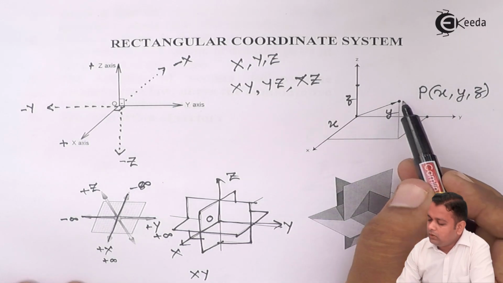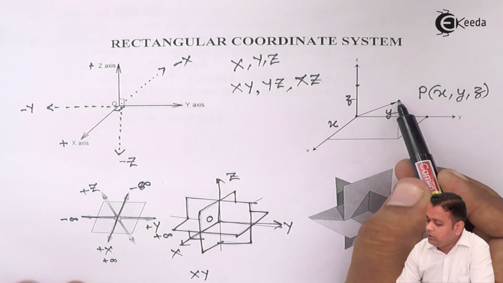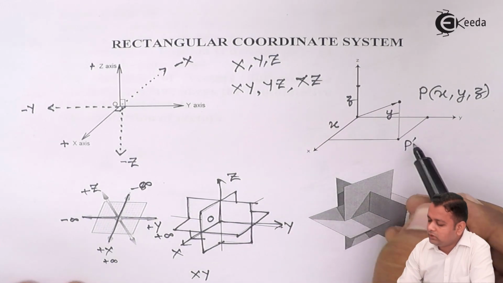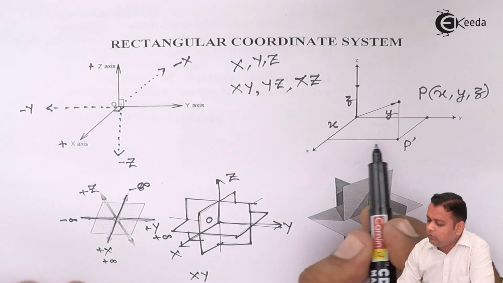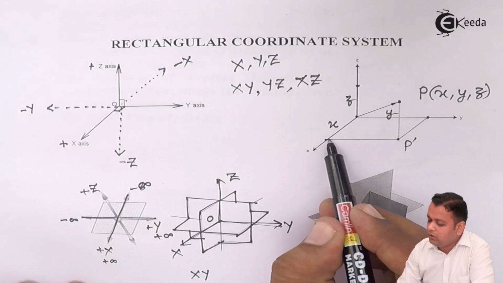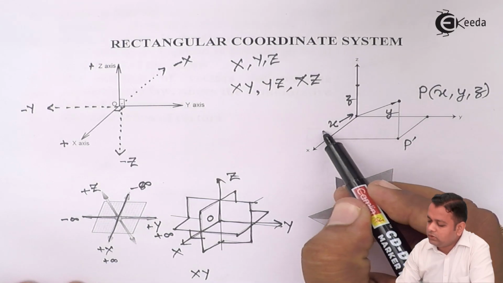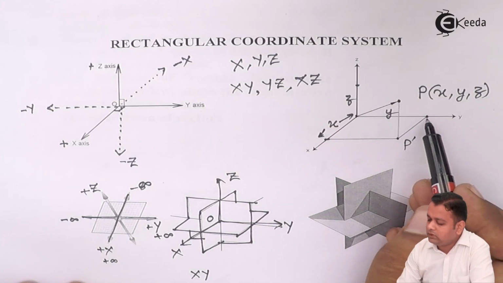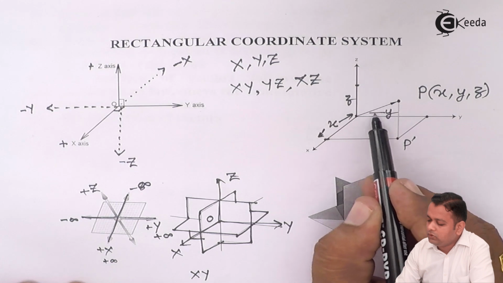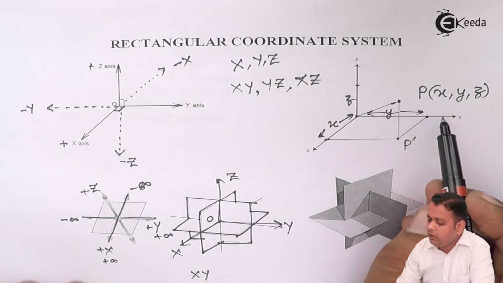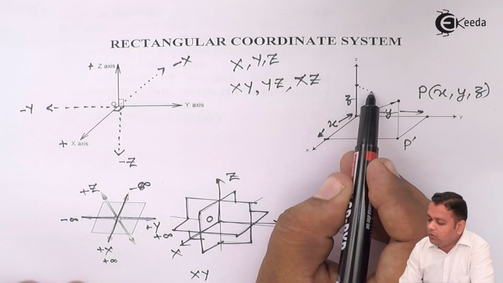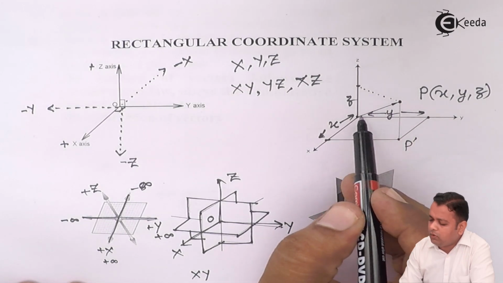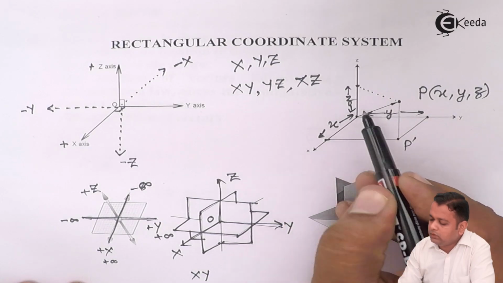In another way, point P is here. We drop a perpendicular on the xy plane which will intersect here. Let us say this is P dash. From P dash we draw a line parallel to y which will cut x here. So this is small x, the x coordinate. A line parallel to the x-axis cuts y here. So this is the small y dimension. And if you drop a perpendicular onto the z-axis, the height attained by the point P from the xy plane or from the origin is z.